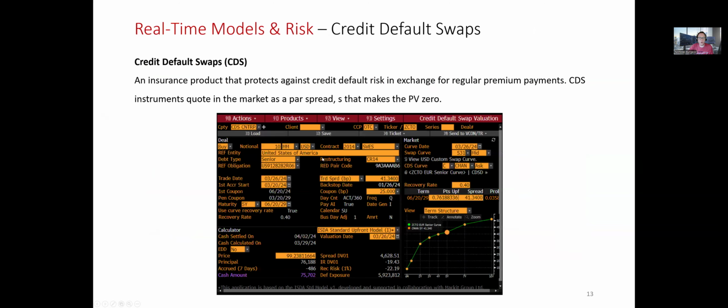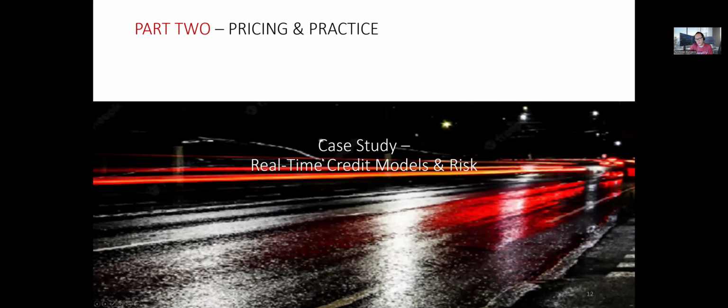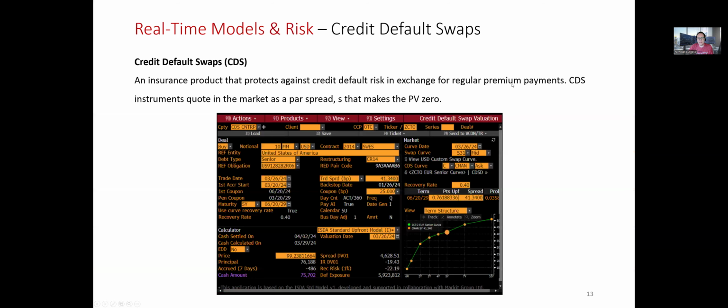Right. Now, pricing in practice. At this point, I'm going to take you through a case study and you'll see a lot more detail. It will show you how to calculate real-time credit models and how to calculate real-time credit portfolio risk. That's really powerful. I'm going to dig a lot deeper now and give you some live examples. So here, firstly, this is a credit market, and so we're going to calibrate our models using credit default swaps. Now, credit default swap, what is that?